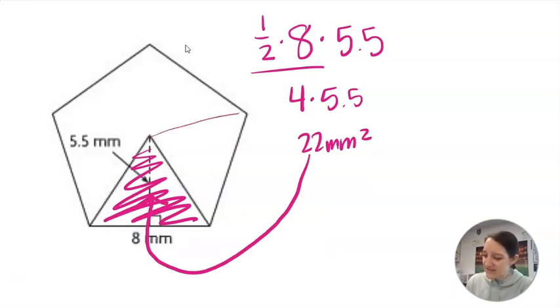Now, if we divide these all up, there ends up being a total of 5 triangles. So now we just need to take that 22 times that by 5.